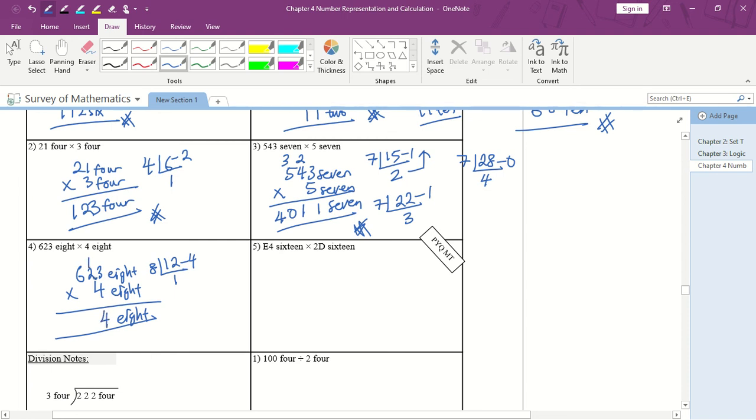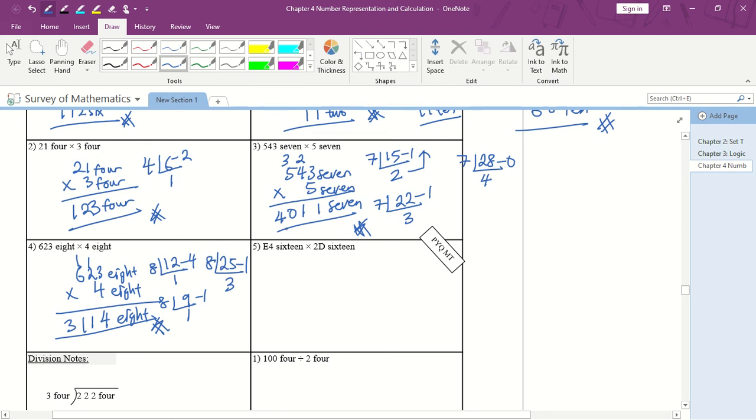4 times 2 is equal to 8. 8 plus 1 is equal to 9. So 9 divided by 8 is equal to 1, 1. And the last one, 6 times 4 is 24. So 24 plus 1 is equal to 25. So 25 divided by 8, it will be 3, 1. So it will be 3114 base 8. Okay, kind of easy.